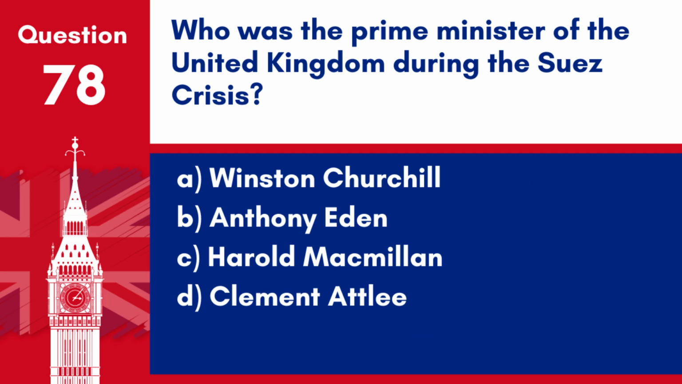Question 78. Who was the Prime Minister of the United Kingdom during the Suez Crisis? A. Winston Churchill. B. Anthony Eden. C. Harold Macmillan. D. Clement Attlee. Answer B. Anthony Eden. Anthony Eden was the Prime Minister of the United Kingdom during the Suez Crisis in 1956.